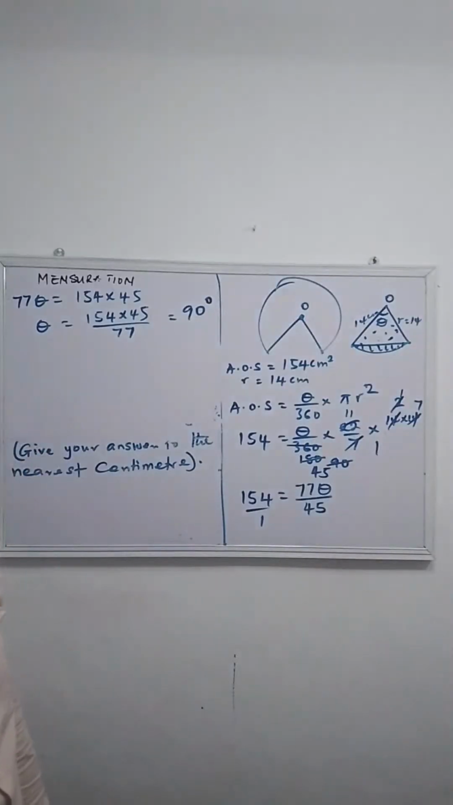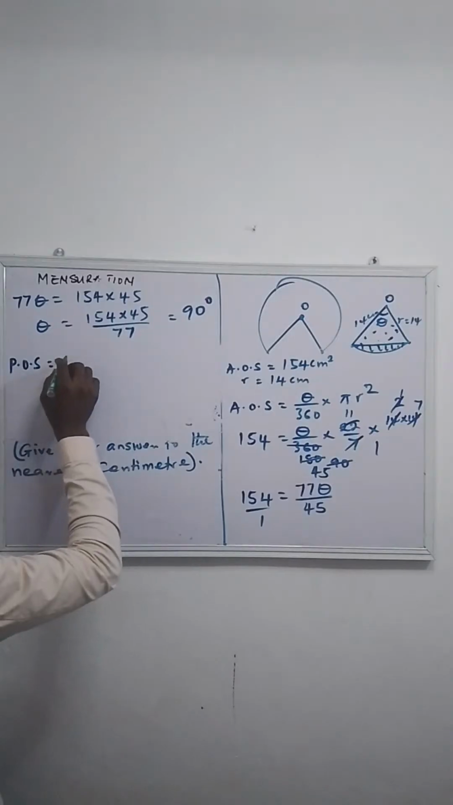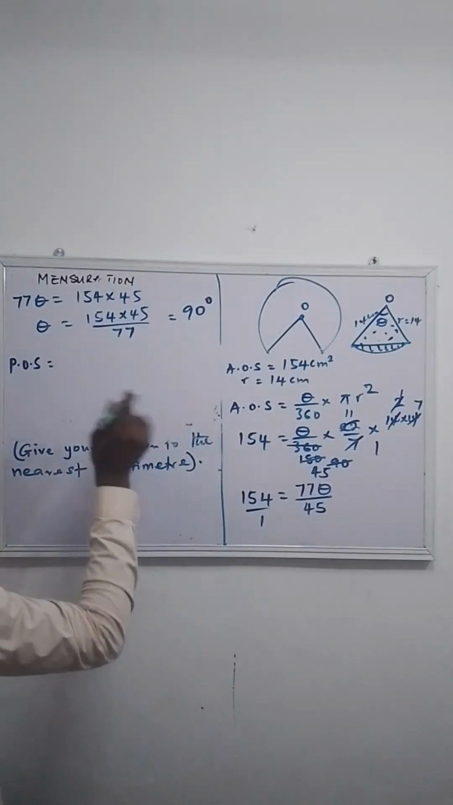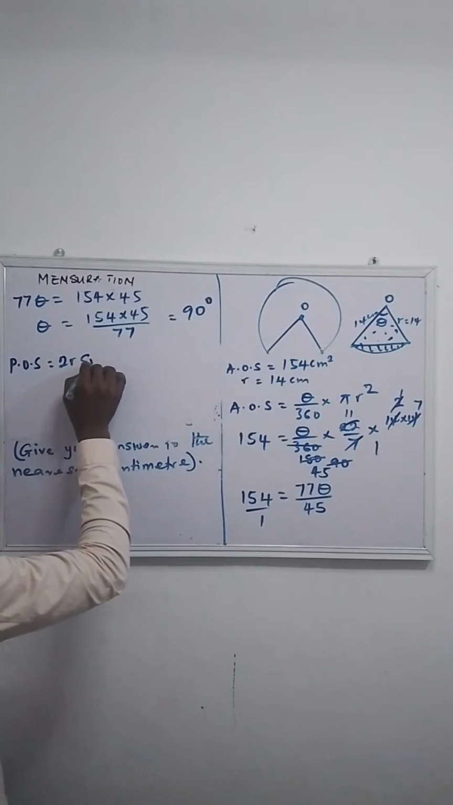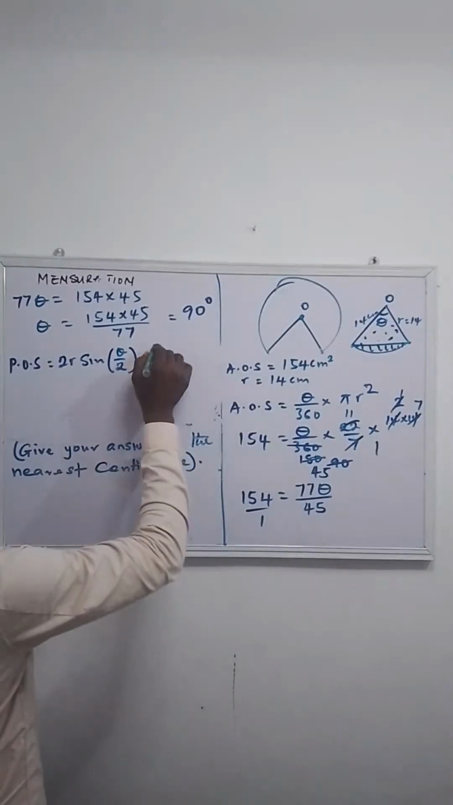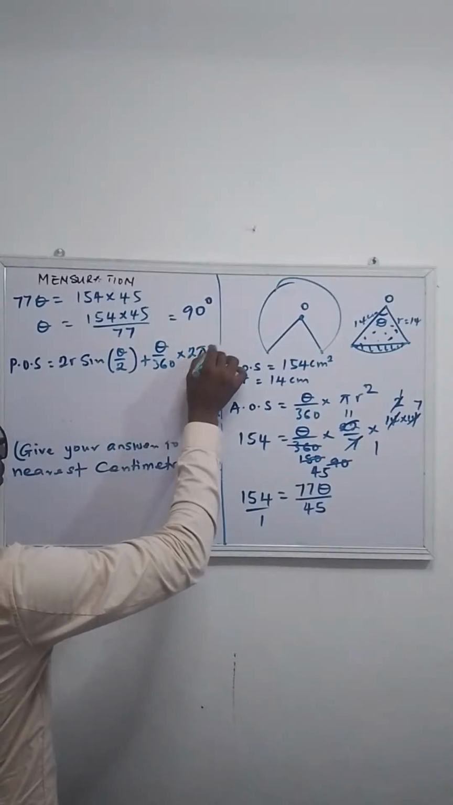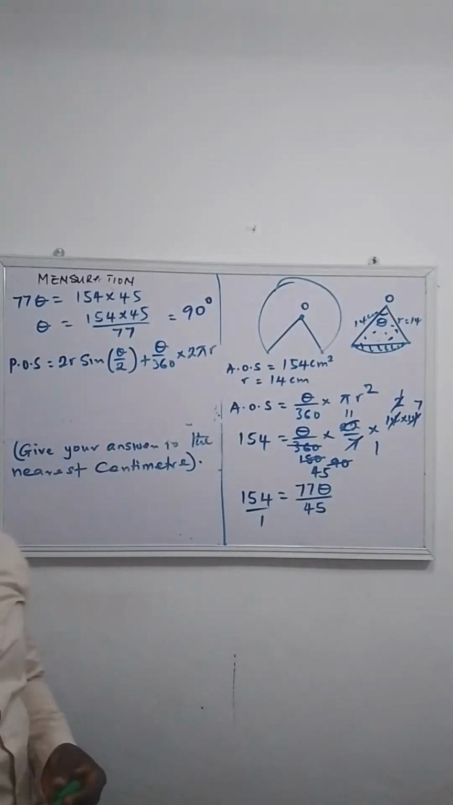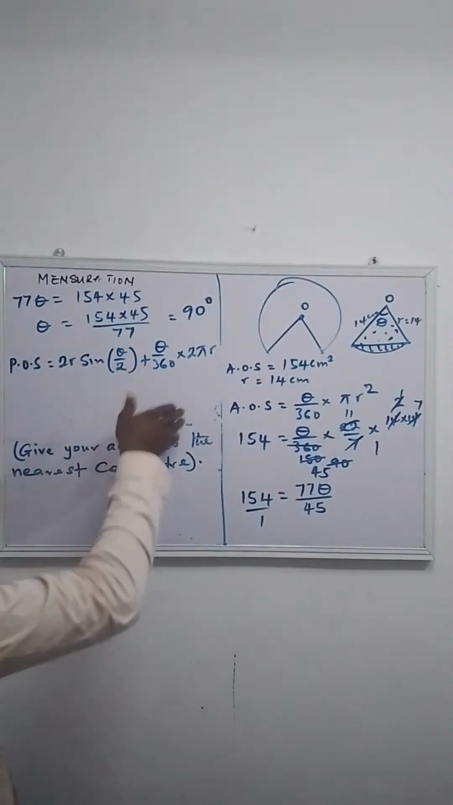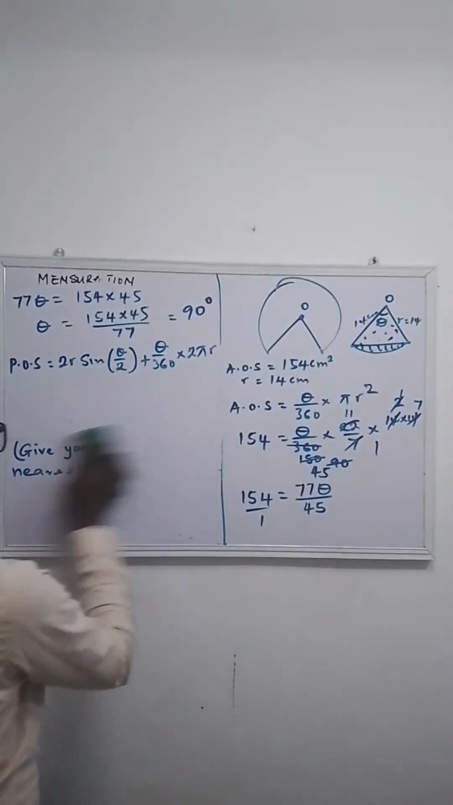All right, so now the question asks us to find the perimeter of the segment. So we can write that out. Perimeter of segment equals the length of the chord, that's 2r sine theta over 2, plus the length of arc, theta over 360 times 2 pi r. So by now, every one of you should be familiar with this. We have been using it over and over and over. So you don't need to cram the formula now.